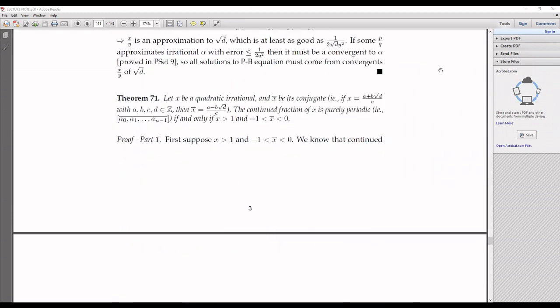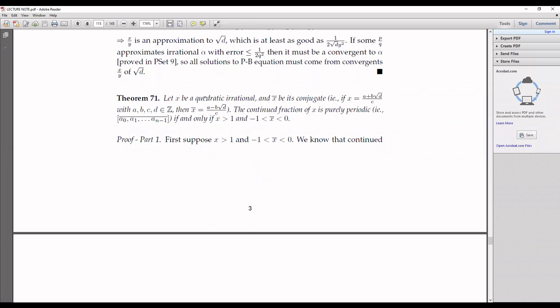Now, immediately next comes Theorem 7.1, which says: let X be a quadratic irrational and X bar be its conjugate, and we know what a conjugate is. Just replace root d by minus root d to get the conjugate of a given real number. The continued fraction of X is purely periodic if and only if this condition is true: X has to be greater than 1, but its conjugate has to be less than -1, but negative.